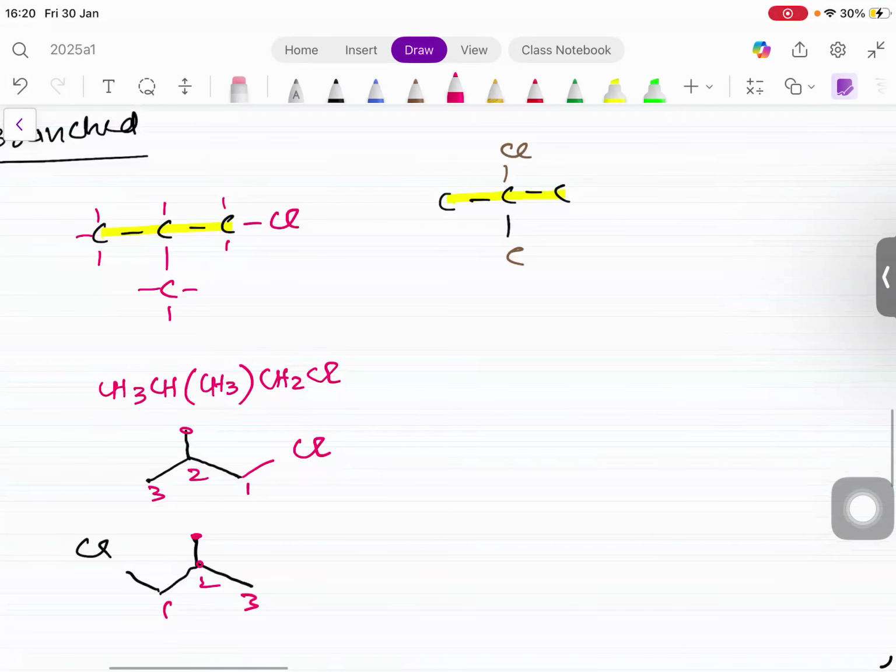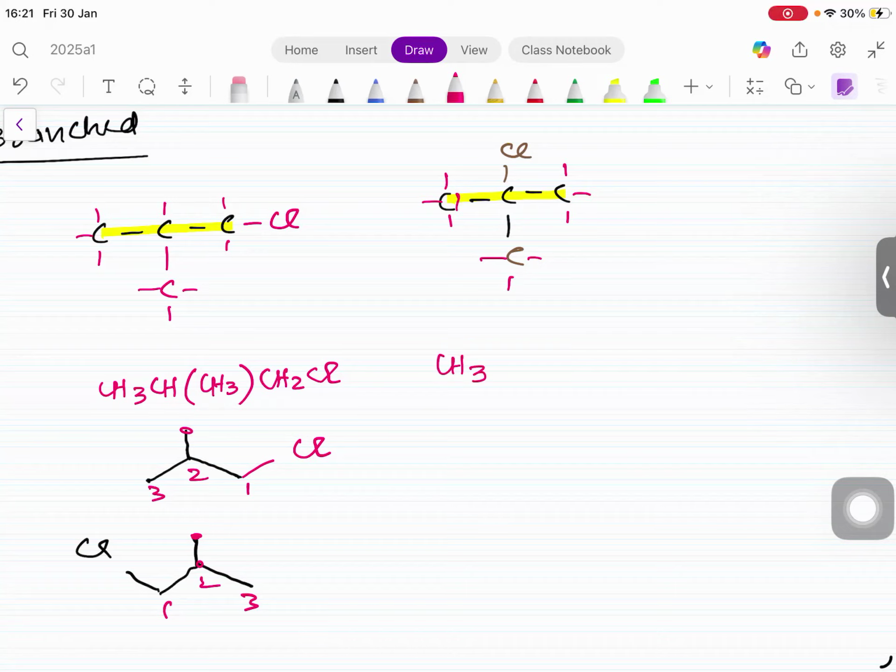Now look at this. What about this one? How many hydrogens are with this? 3, 3, 3. Now, how can I write this in structural form? Can you help me draw the structural formula for this?